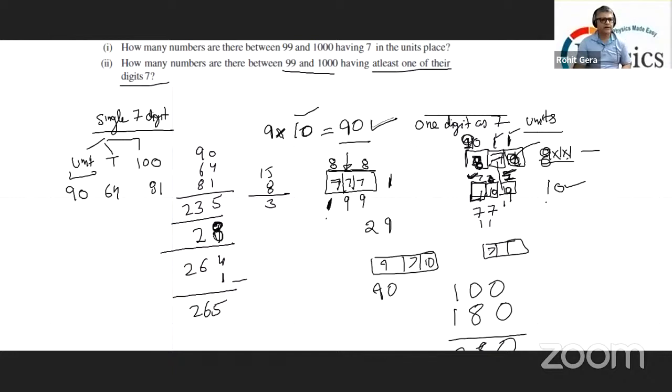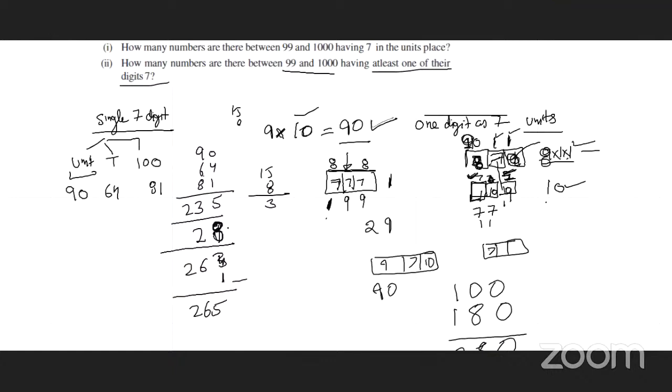If I added it correctly, 9 and 6, 15. 15 plus 8, 23. This is fine, 28. And only 1, 5. So this is 263 and 1, 265, all 3 digits. So the total number of 2-digit 7 numbers is coming out to be 28.